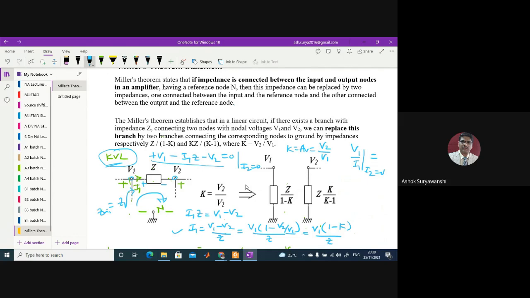But what do we have to find out? We have to find out V1 by I1, which is Z1. So V1 by I1, if you find it from this equation, means I1 we have to take on the right side, and this 1 minus K upon Z we have to transfer to the left side. Then Z1 is equal to V1 by I1 equals Z upon 1 minus K. So you can see this is Z upon 1 minus K, and that will come between input and ground, isn't it?